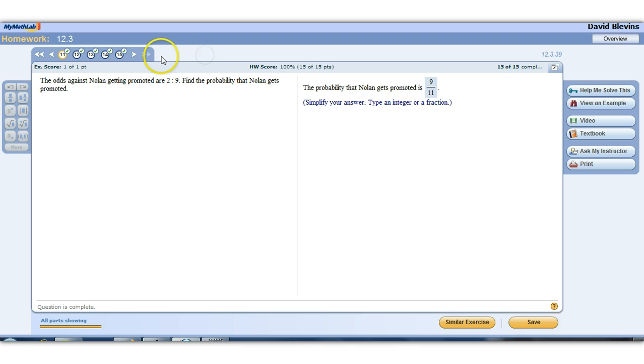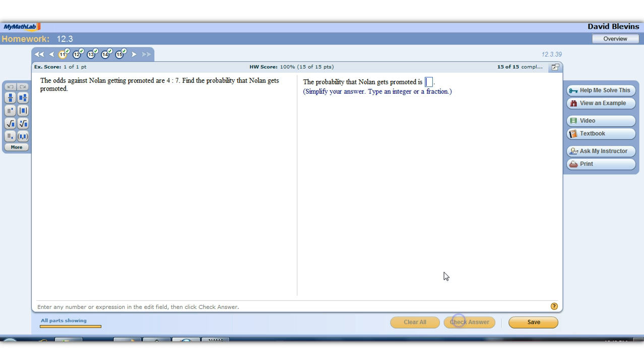And then question 11, another similar problem. The odds against are 2 to 9. Find the probability he does get the promotion. Odds against. In odds against, this first number is the number of ways that this doesn't happen. Nolan not getting promoted has a number assigned to it of 2. And then the 9, in odds against, is the number of ways that this thing does happen. Nolan does get promoted. So we've assigned 9 to the event does happen. So 9 is the numerator here because that's how many ways the event will happen, and again, we're adding the 9 and the 2 to get the denominator.